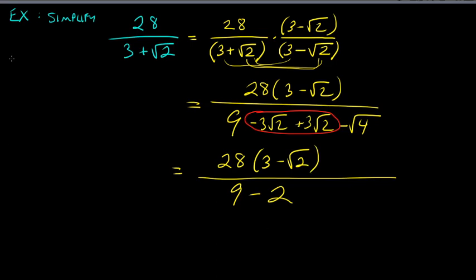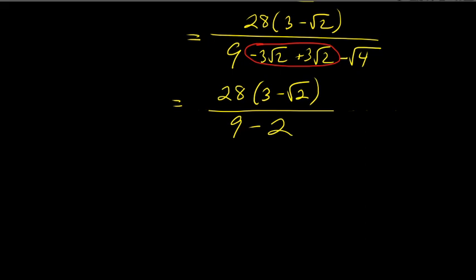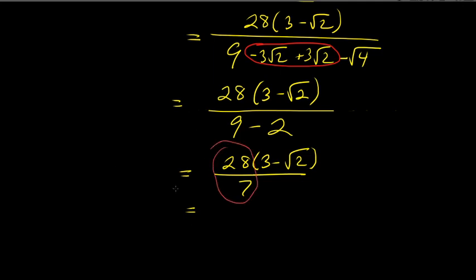Okay, so I have too big of a fraction here. Okay, good. So what's left to do? 9 minus 2 is 7. And what's 28 divided by 7? 28 divided by 7, yes, is 4. 4 over 1. So you just have 4 times 3 minus the square root of 2.